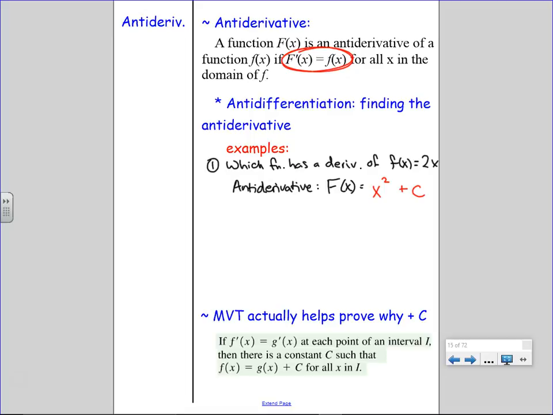Long story short, in order to show why the plus c is necessary, without just logically explaining it to you and being like, oh yeah, that makes sense. Some things make sense in math and they're actually not true, so you have to be careful of that. MVT actually is one of the key parts to proving how come the plus c.